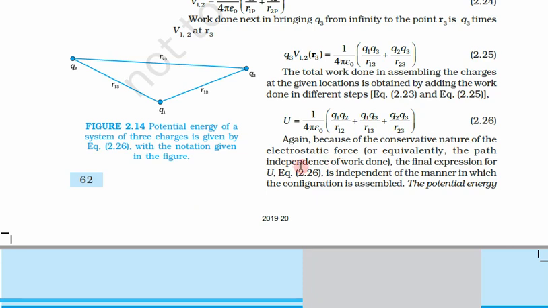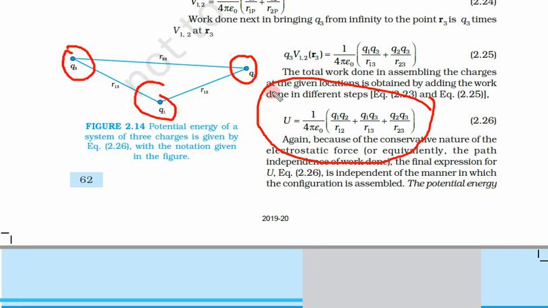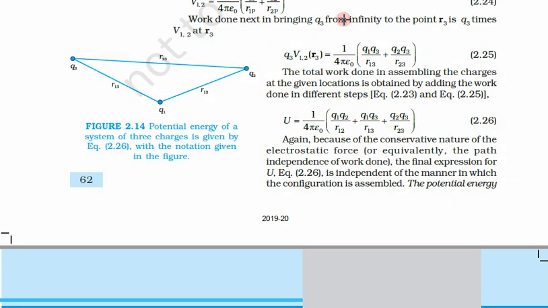Again, because of the conservative nature of electrostatic force, or equivalently the path independence of work, the final expression for U, this final expression for potential energy, is independent of the manner in which the configuration is assembled. So they are trying to say it does not depend on whether you bring charge q2 first, charge q1 first or charge q3 first. Any charge you can bring first, but this potential energy will always remain the same. There would always be three terms, q1 q2, q1 q3 and q2 q3, and the distances between them. So this is the total potential energy.